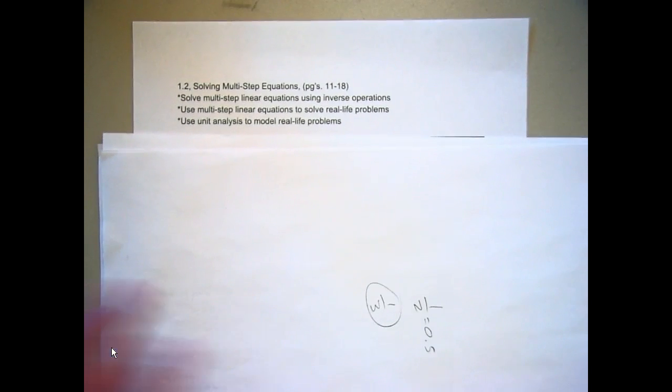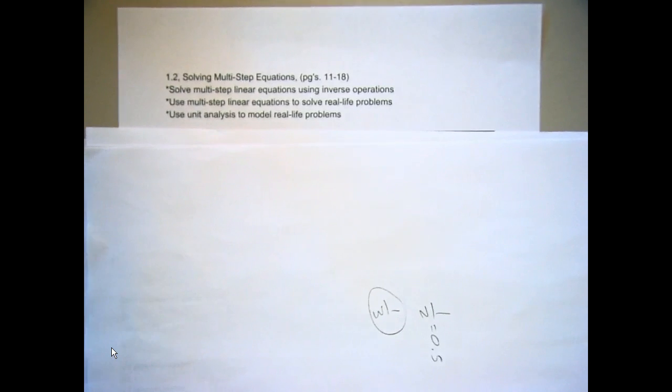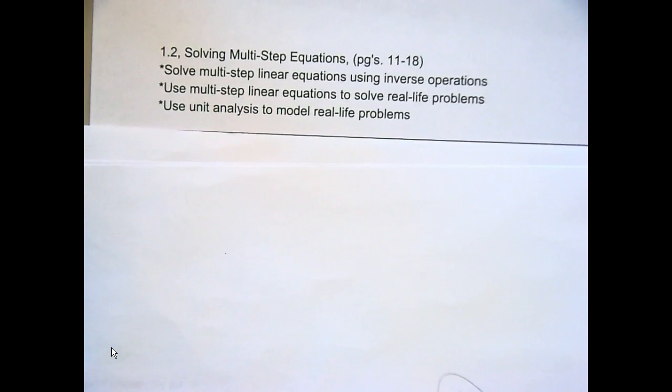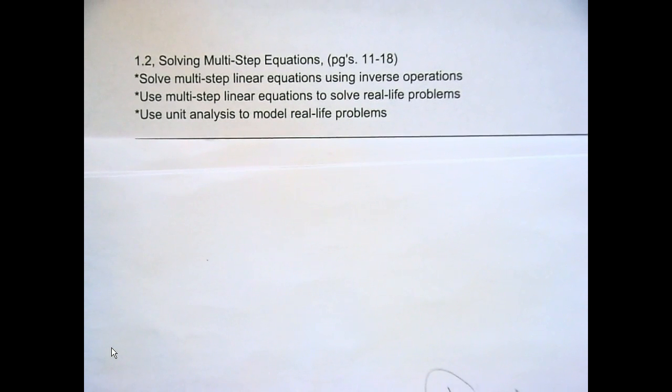So today's lesson, we're going through, you're starting with 1.2. All right? 1.2 is solving multi-step equations. And our learning goals are up there. Now, we're not going to actually go through and write those today or anything like that. These are the page numbers.